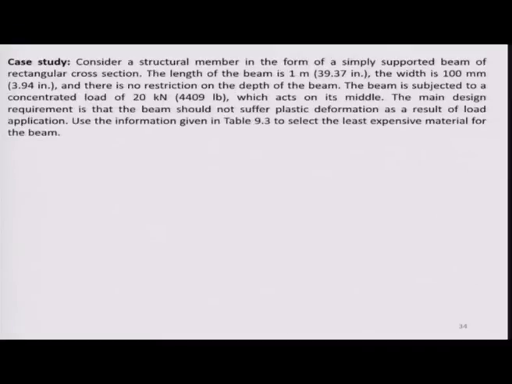So, I am going to explain using this case study. Here the problem statement is: consider a structural member in the form of a simply supported beam of rectangular cross section. The length of the beam is 1 meter, the width is 100 mm, and there is no restriction on the depth of the beam, meaning the depth of the beam is the free variable. The beam is subjected to a concentrated load of 20 kilonewton which acts at its middle. The main design requirement is that the beam should not suffer plastic deformation as a result of load application.